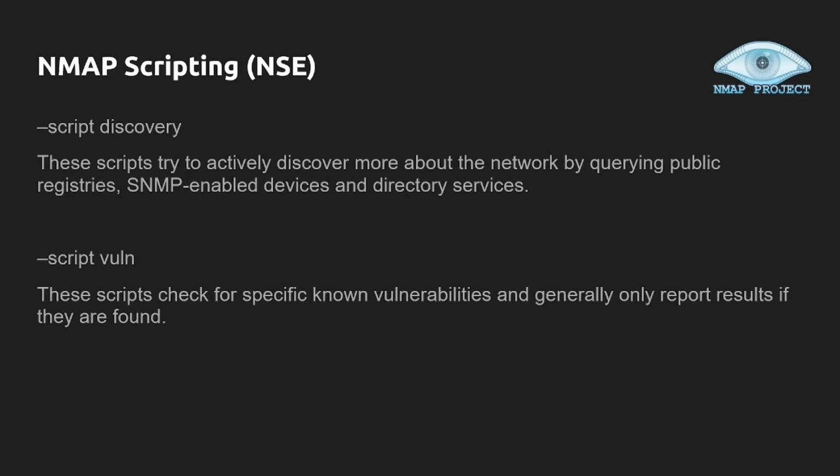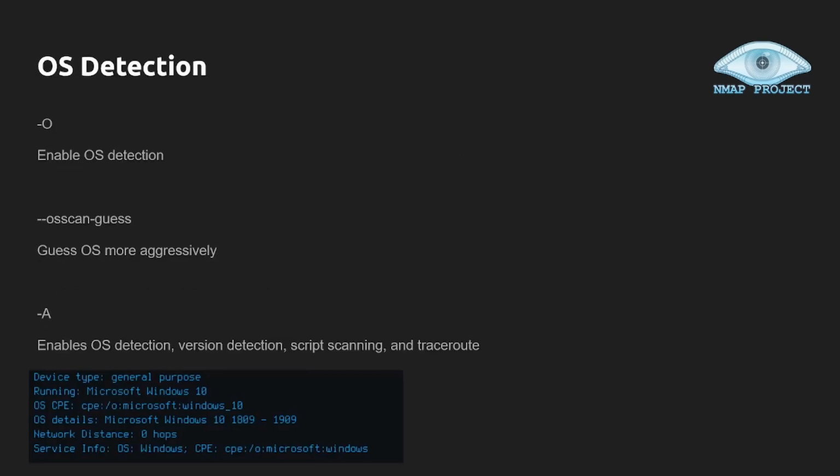Discovery actively tries to query more information to discover more about the network. Vuln doesn't actually exploit any of the vulnerabilities, but only checks to see if they're there. For OS detection, you can use -O or OS scan guess. This will be more aggressive. And another thing I like to throw in there is -A. So this actually enables OS detection, version detection, script scanning, and then it performs a traceroute. And you can see it can get very specific. It can tell us, hey, it's running Windows 10 from 1809 to 1909.